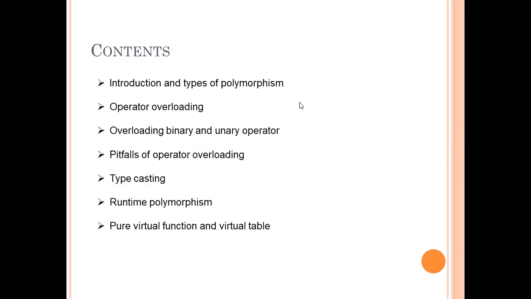So we are going to go through these contents, and the points we have not covered, that is, operator overloading and type conversion. So we are going to mainly focus on these points: operator overloading with binary and unary operators and some restrictions about it. Apart from it, polymorphism we have discussed in detail, and runtime polymorphism, its types, what is the use of a pure virtual function, and what is a virtual function.